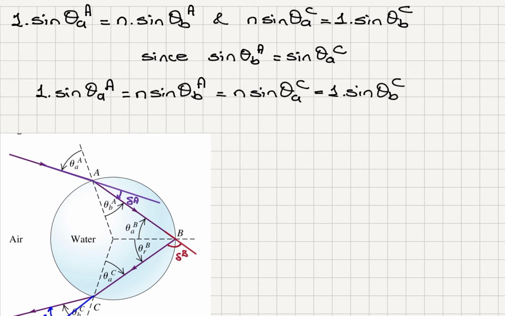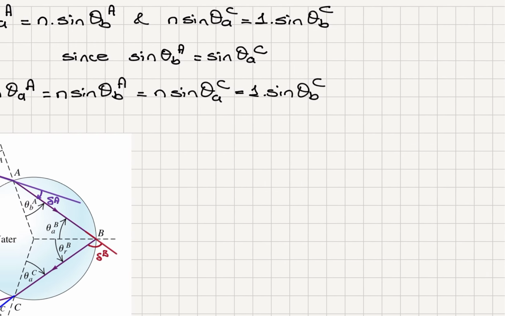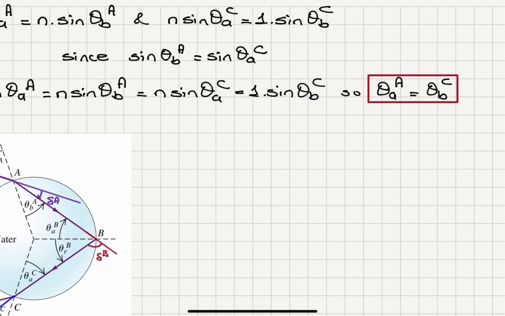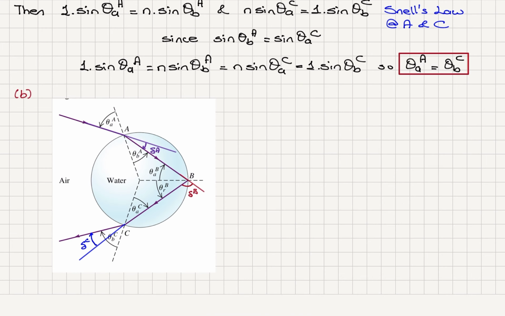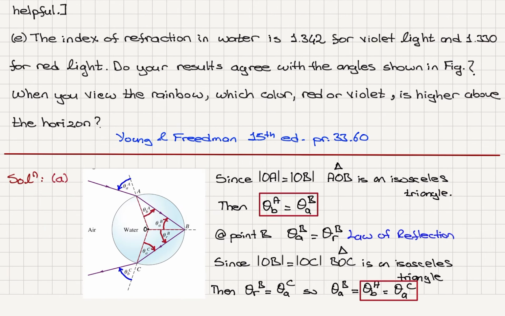So comparing these two, I can see that the angle of incidence at point A, theta sub A at point A, must be equal to angle of refraction at point C. So this conclusion I have reached using Snell's law written at the 2 points A and C. So that answers the first part of the question.